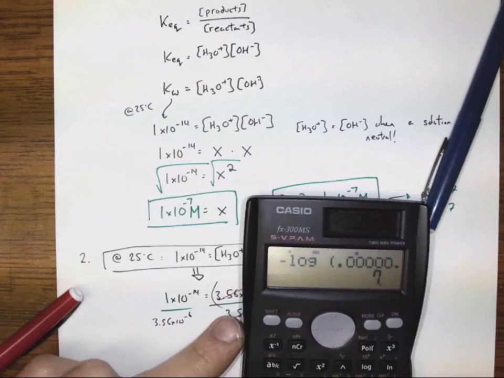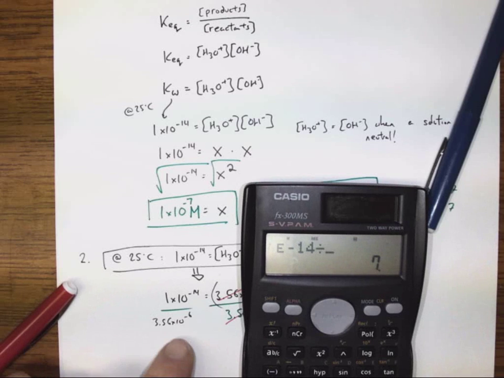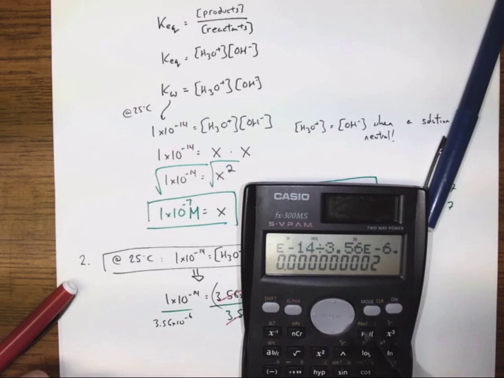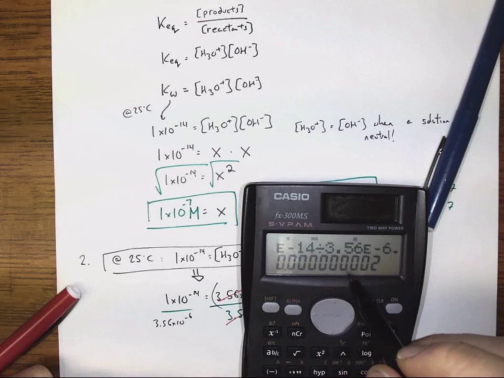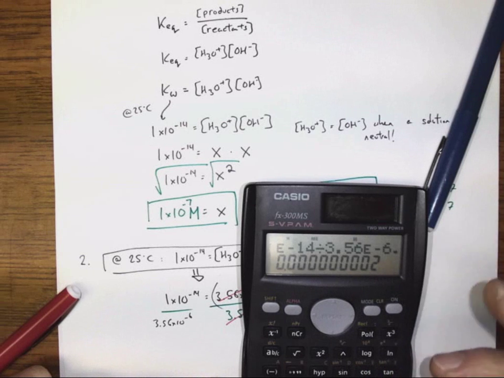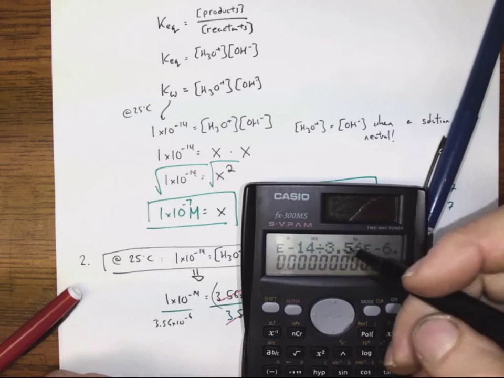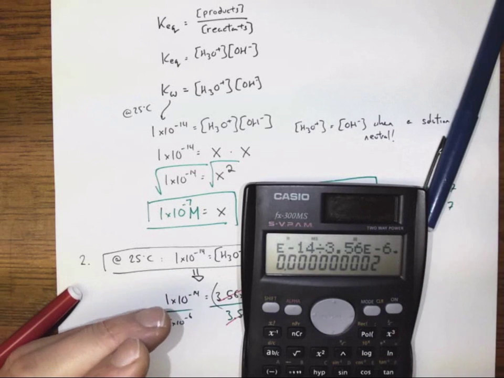I've got 10 to the negative 14. I'm going to divide it by 3.56 times 10 to the negative 6. And we're going to get 0.000000002. I actually kind of like scientific notation. I feel like I'm rounding something off there. So if you express that answer, that's actually fine.